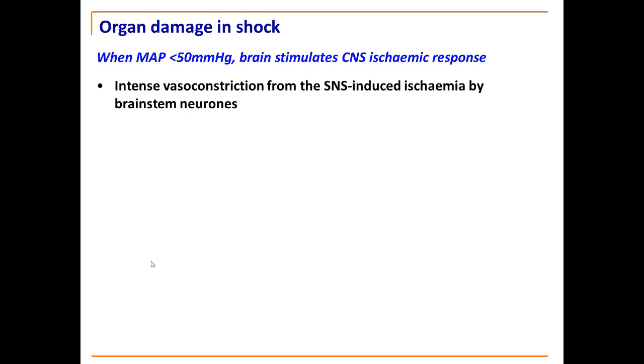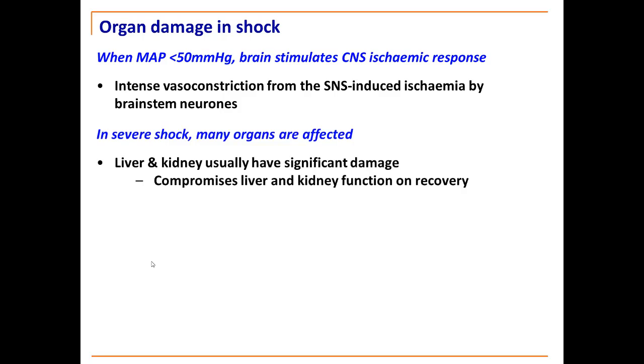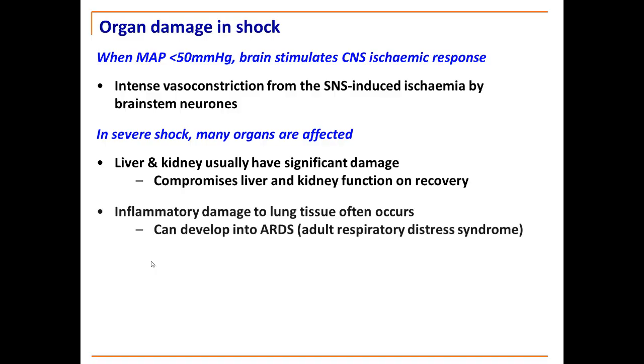You get intense vasoconstriction from the sympathetic nervous system induced ischemia by these brainstem neurons. And in severe shock, many organs are affected. The liver and kidney usually have significant damage. This compromises liver and kidney function on recovery, if people do recover. There's also a lot of inflammatory damage to the lung tissue that often takes place.